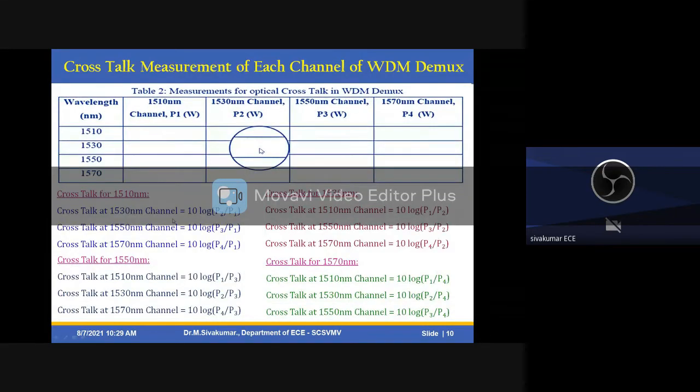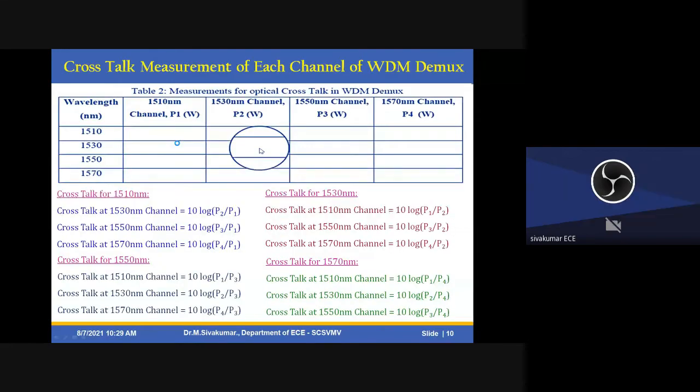Okay, similarly, by using the formula 10 log P3 by P1 for 1550. P3 by P1 value. P1 is nothing but here 210. 210 is your P1. So using the same formula you find out 1570.